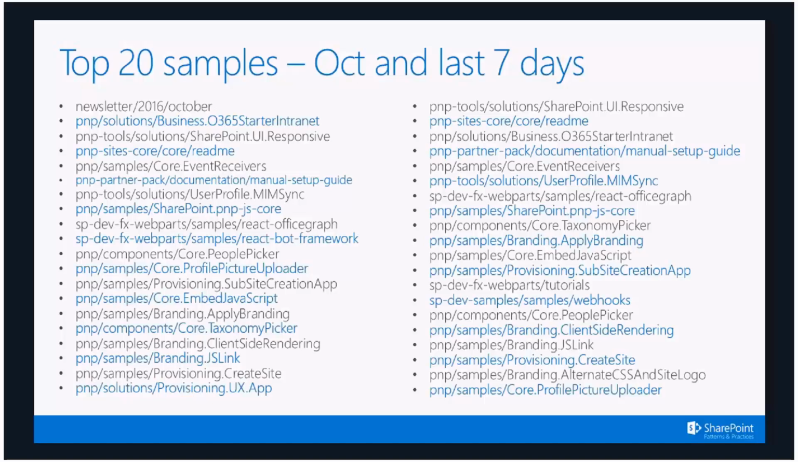On the right side, we can actually see what's the latest from the past 7 days. I just added a few arrows to see how things are moving. Certain things are going slightly down, certain things are going slightly up. So the UI responsive, once again, is going up. The Office 365 starter intranet is slightly down, which is fine as well. And on the right side, we don't have a newsletter as the number one topic, so if nothing else, everything has gone up at least a bit.